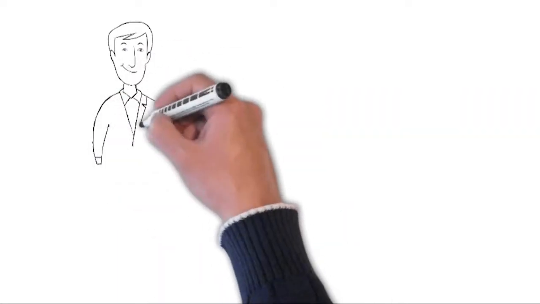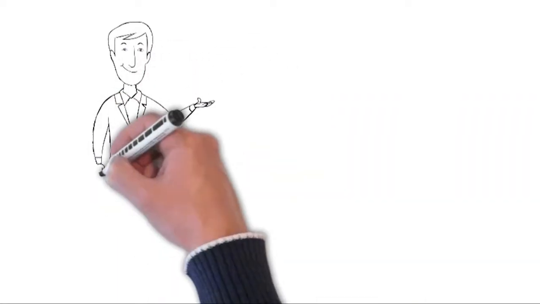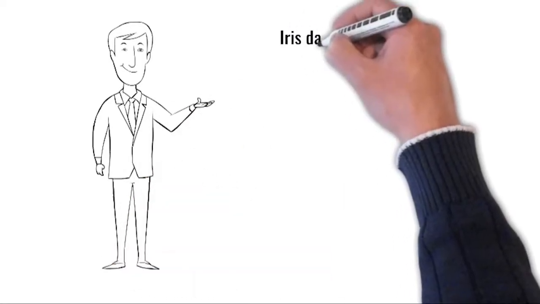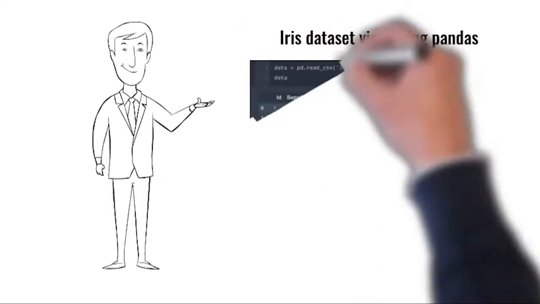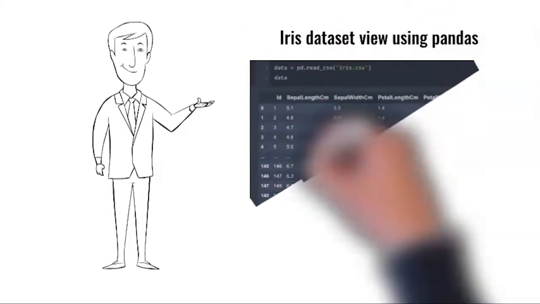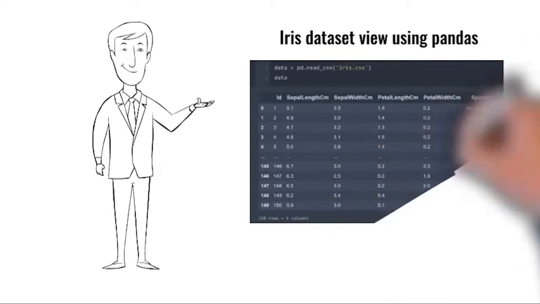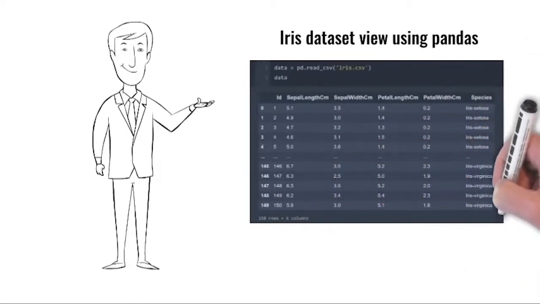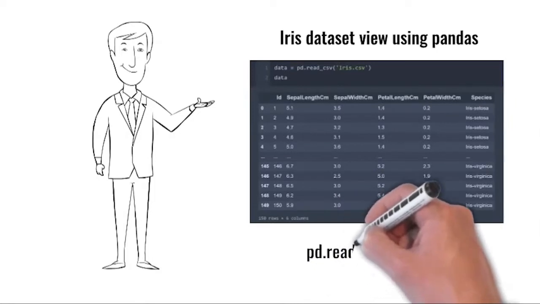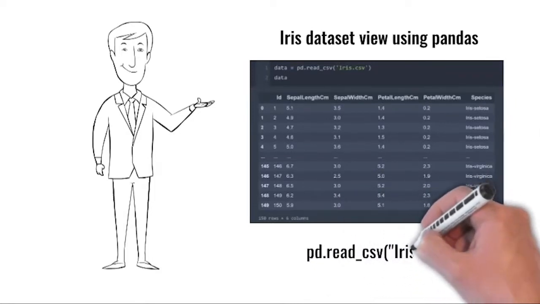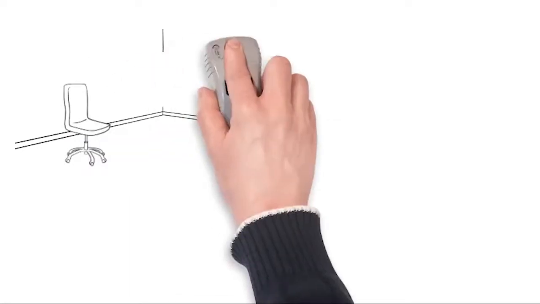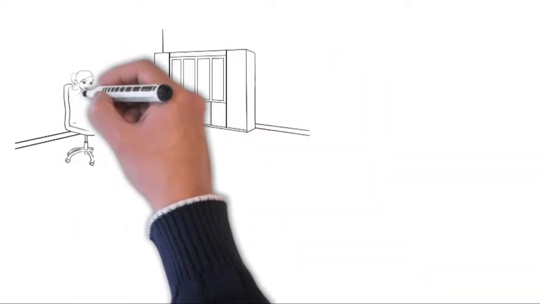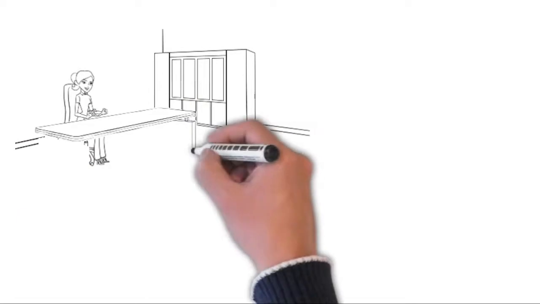I am going to use the Iris dataset, which consists of 3 different species with 4 characteristics. These characteristics are sepal length, sepal width, petal length and petal width, and the species are Iris setosa, Iris versicolor and Iris virginica. To read the CSV file, you need the read underscore CSV command. Once the file is read, the data is now in a pandas data frame.